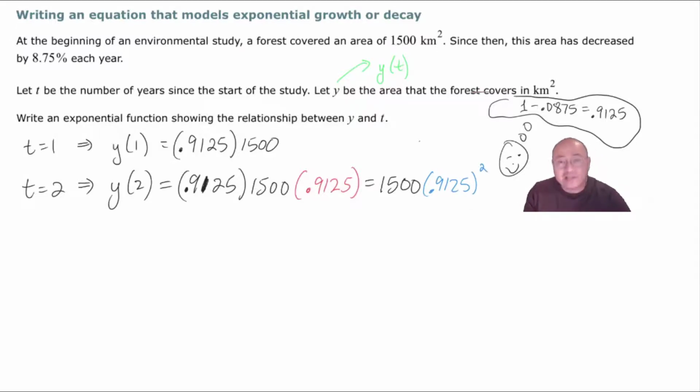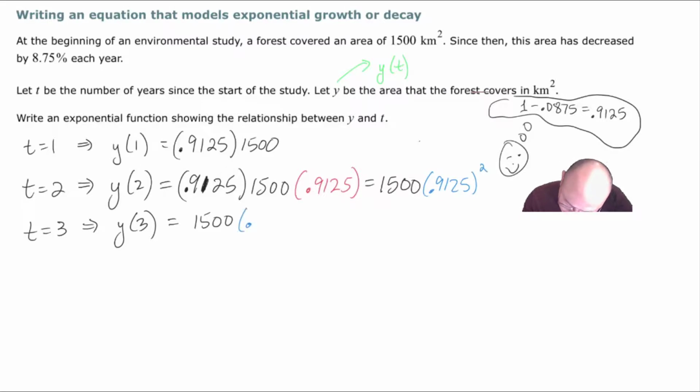So what would be the pattern when T equals 3? Well, you get Y of 3 is now equal to, you take the previous line and once again take 91.25% of it. So we get 1,500 again, and this time we multiply by 91.25% of it, but raised to the third power. Can we generalize this for T? Of course we can. I'm going to write 3 dots here.